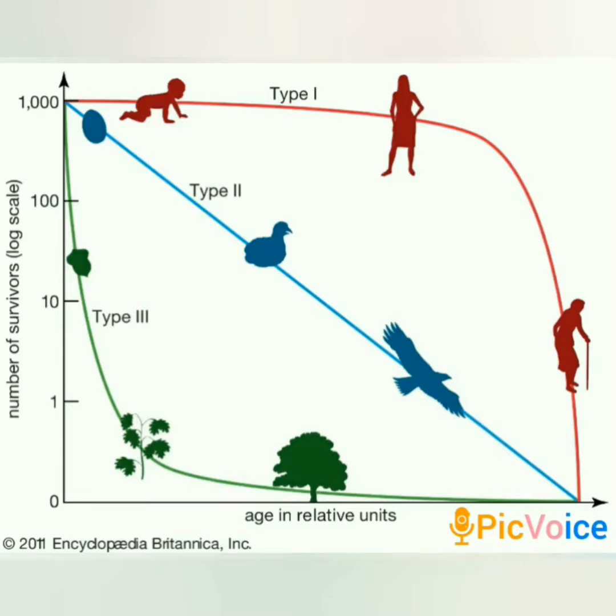The third one is the type 3 curve, that is a highly concave curve. It refers to a mortality rate that is high during young stages. Example: oyster and shellfish. In oyster, the mortality rate is high during the larval stage. Once well established, life expectancy improves considerably.